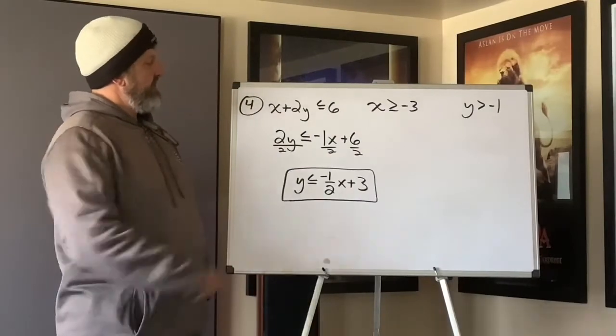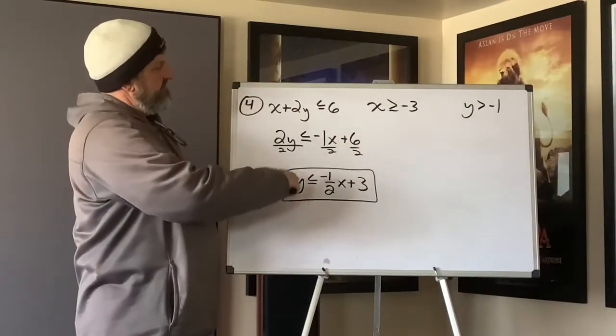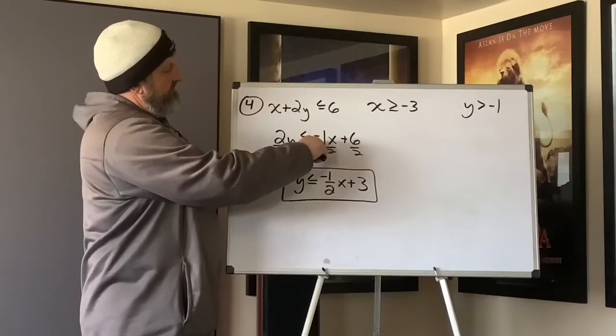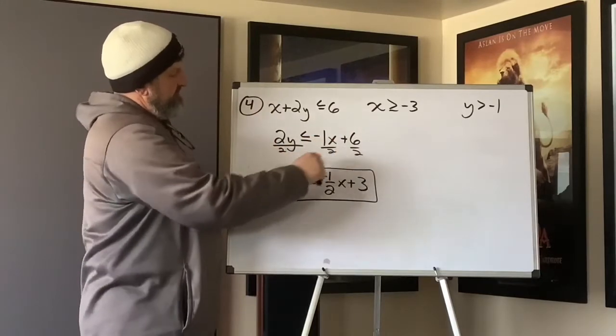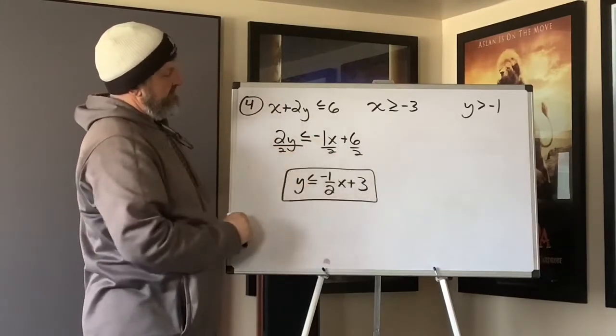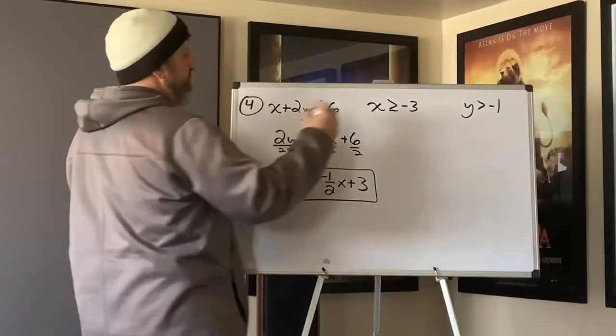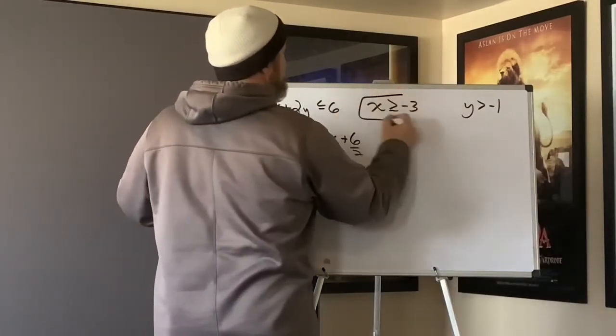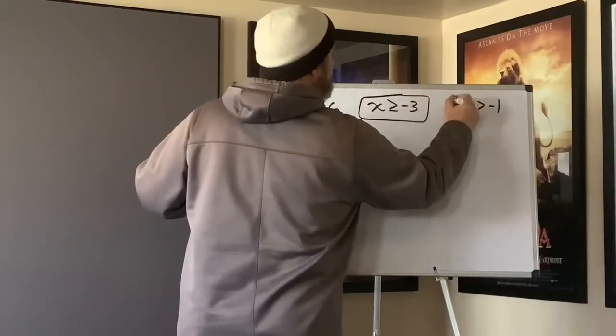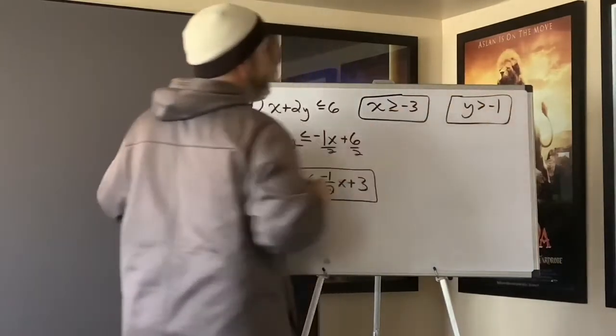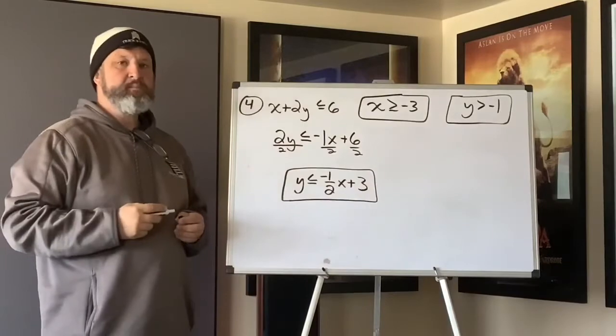So we obviously had to solve for y here. So move the negative 1x over, divide by 2. 2 was a positive, so I didn't have to flip my inequality. Okay, so we have that equation. We have this equation. And we have this equation. Now let's graph all three.